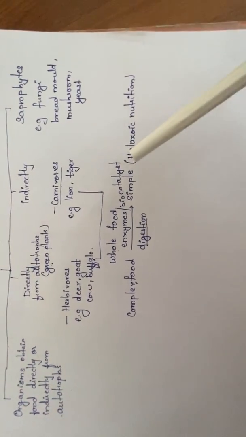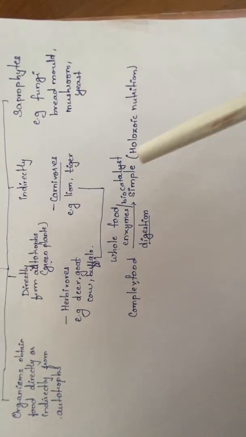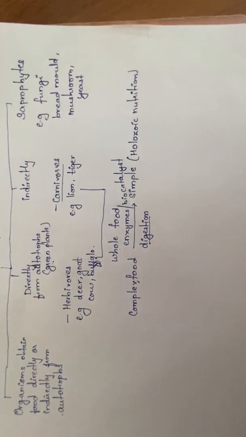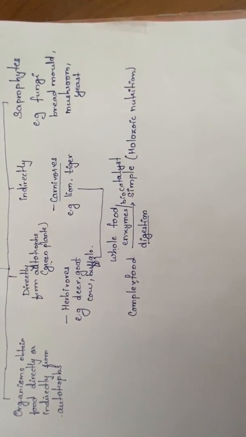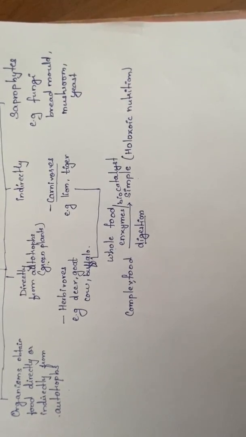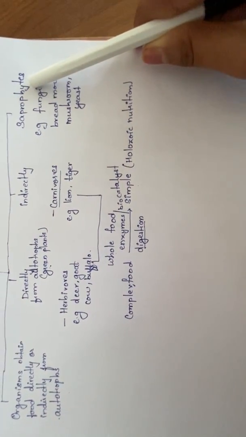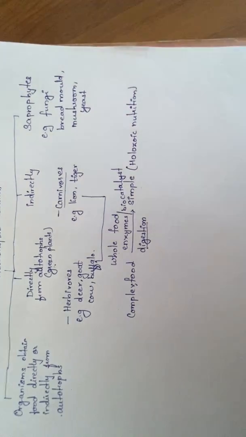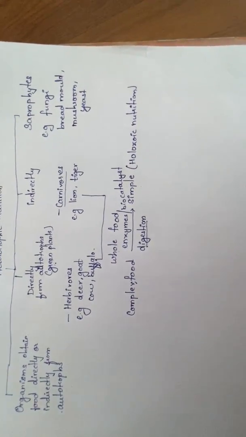So there is a difference between holozoic nutrition and saprophytic nutrition. In holozoic nutrition, organisms will obtain the whole food and then digest it inside their body, convert it into simple products, and then absorb the nutrients from it. In saprophytic mode of nutrition, rather than consuming the whole food, these organisms will only derive nutrients from the food. Right, children?